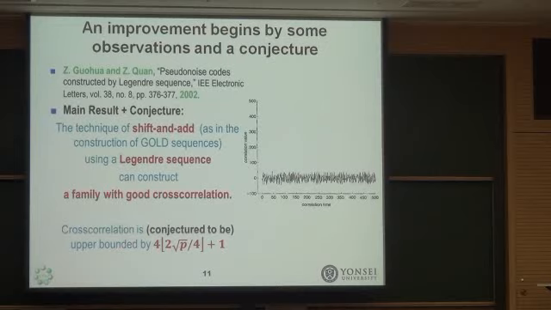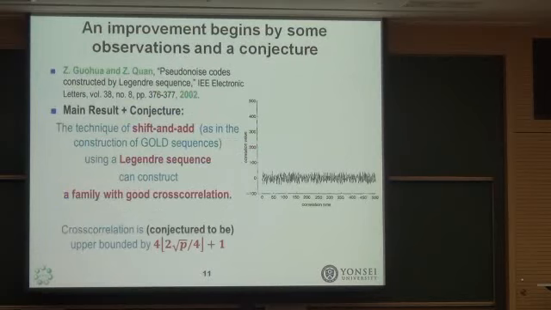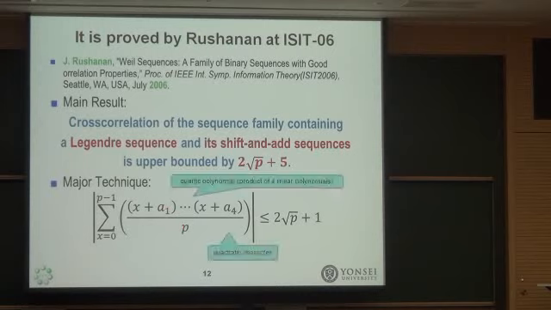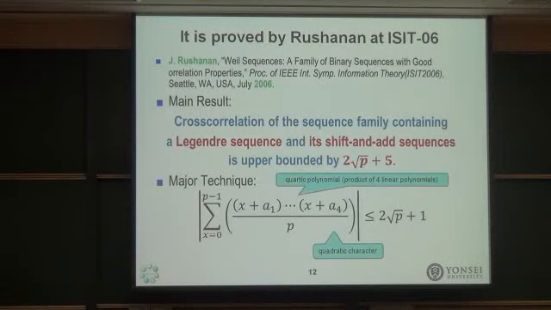And they showed some graphs of cross-correlation of a pair of sequences in the family they constructed. And it was not the very next year, it was between 2002 and 2006, that J. Rushanan proved the conjecture, and the correlation upper bound was shown to be 2 times square root p plus 5. He used the sum of quadratic characters where the argument inside is a quartic polynomial, which is simply a product of 4 linear polynomials, in order to prove this correlation bound.